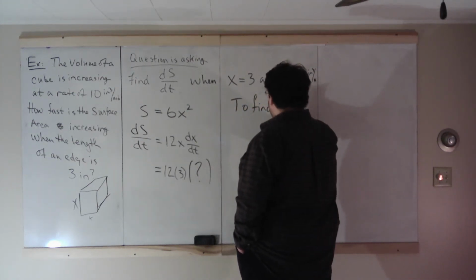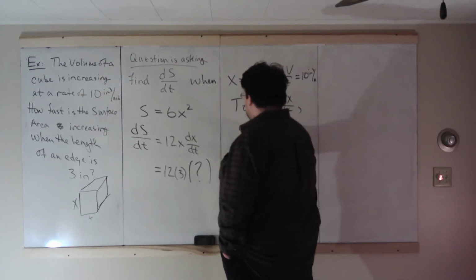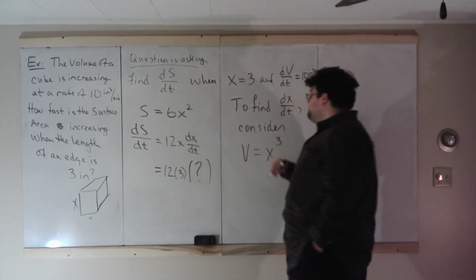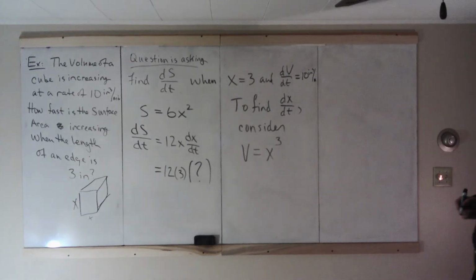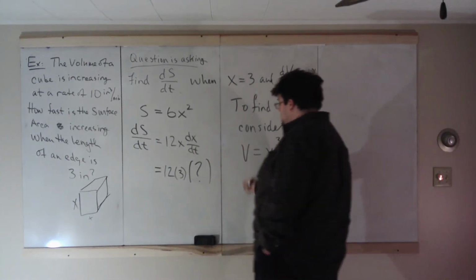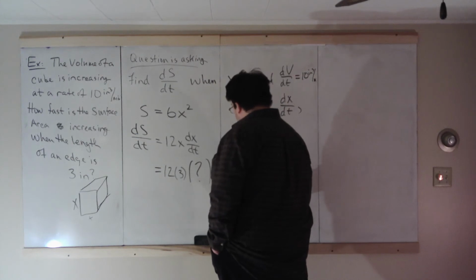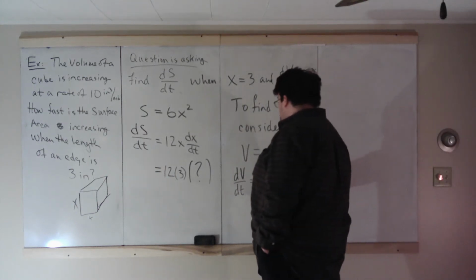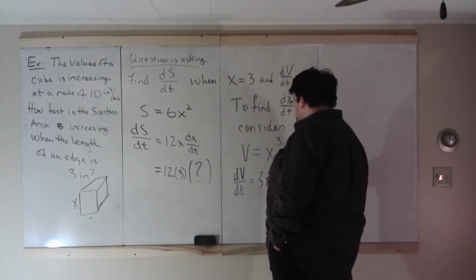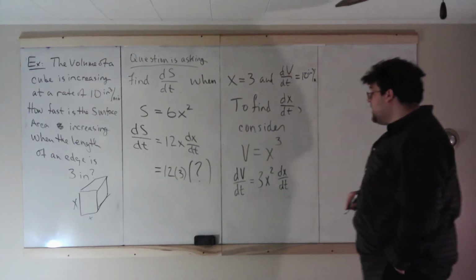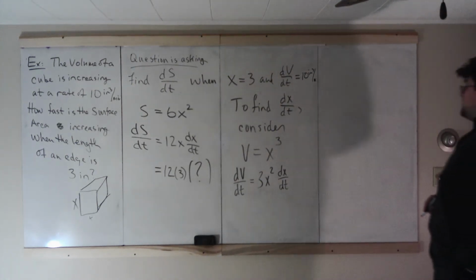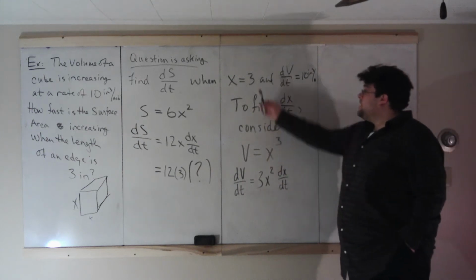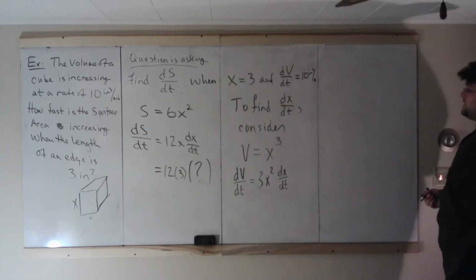So let's say to find dx/dt, consider the volume of a cube. The volume of a cube is x cubed. Differentiate with respect to time. dV/dt on the left, equals what? 3x squared, then use chain rule, since x is changing as time is changing: 3x squared dx/dx. And now we can solve for dx/dt. It's convenient that these wound up on the same board.